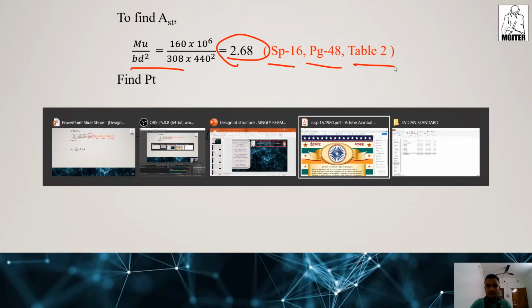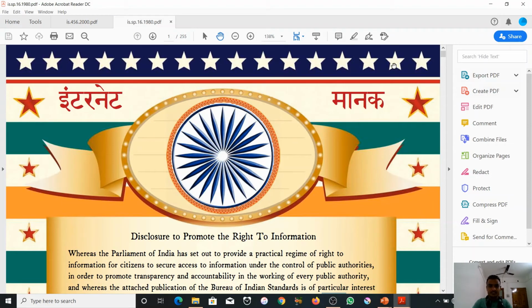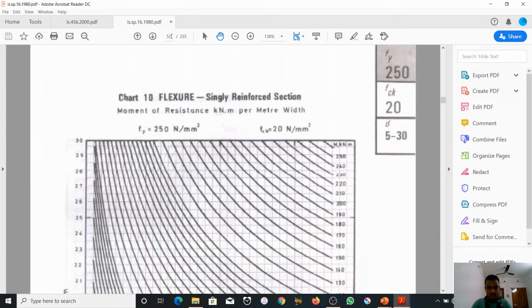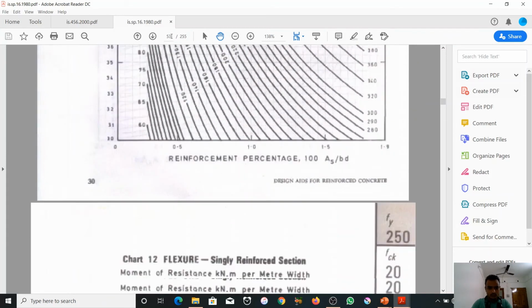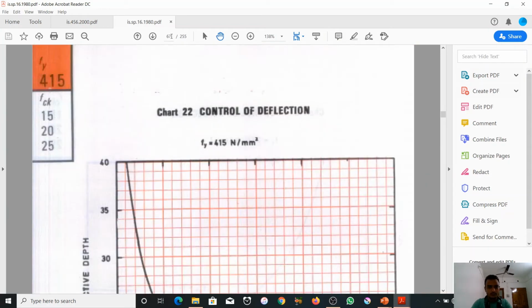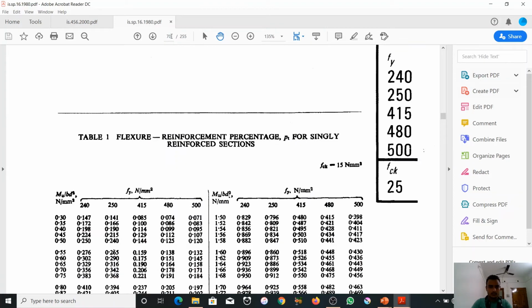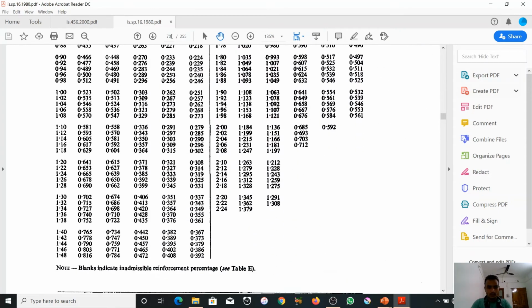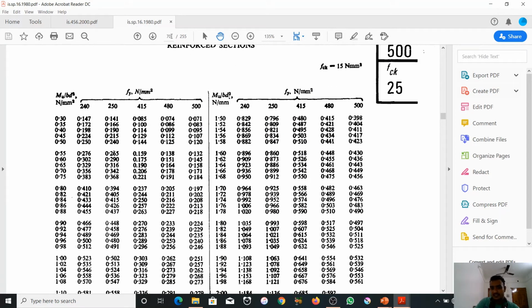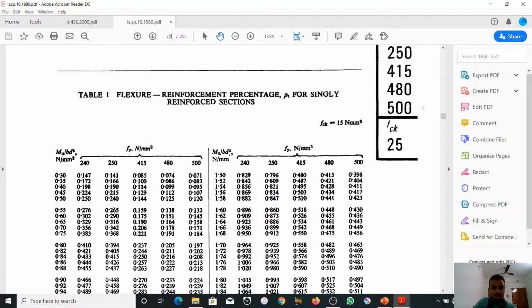I have SP 16. Look at here, which page number? Page number 48. Where is it? Yeah, page number 47. Look at here, students, I will explain how to read SP 16 for finding pt.